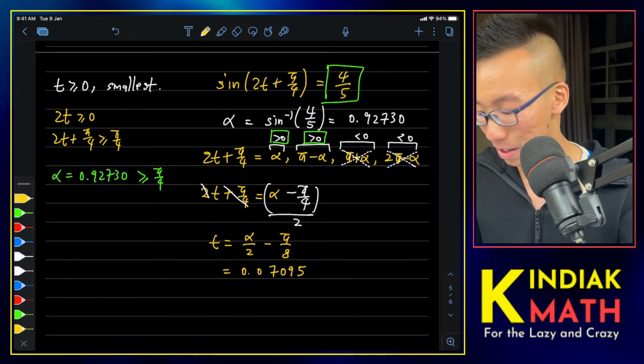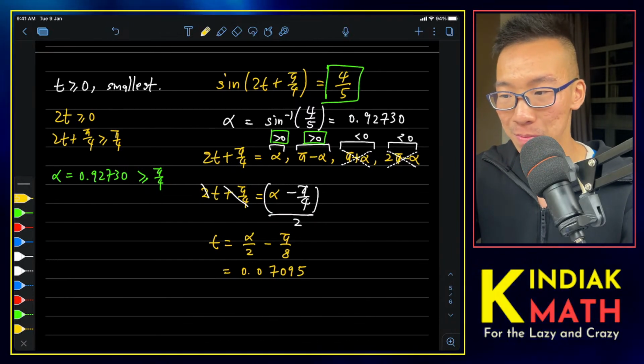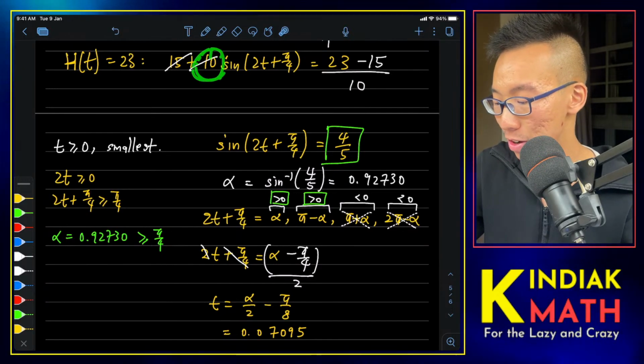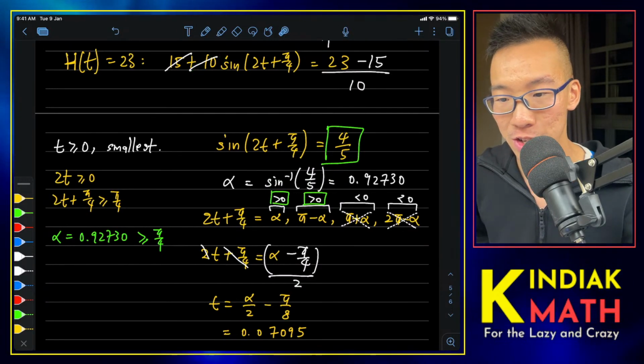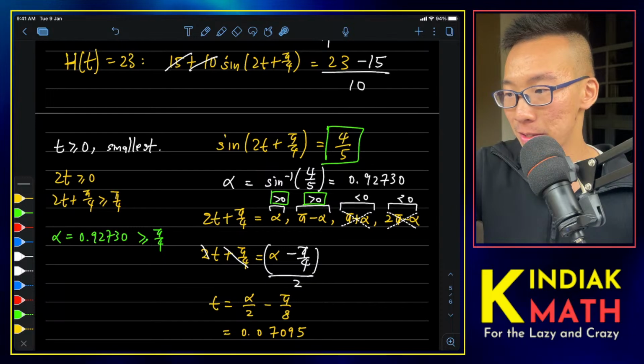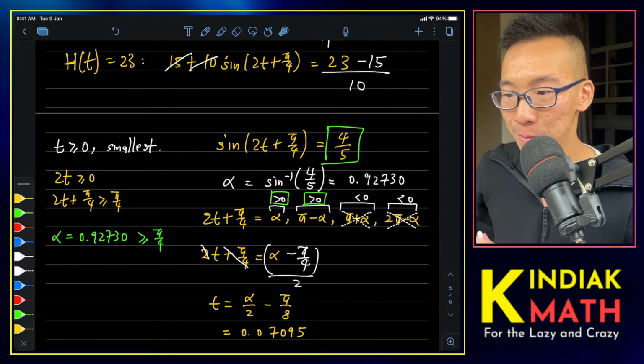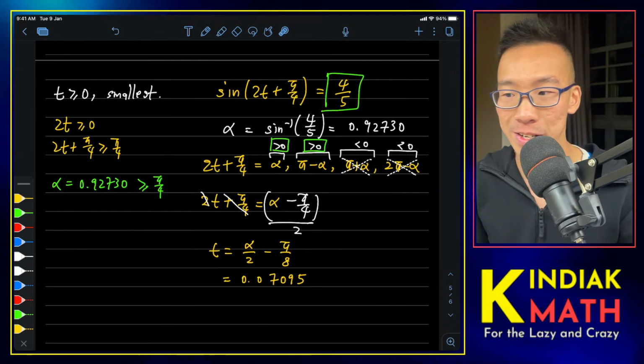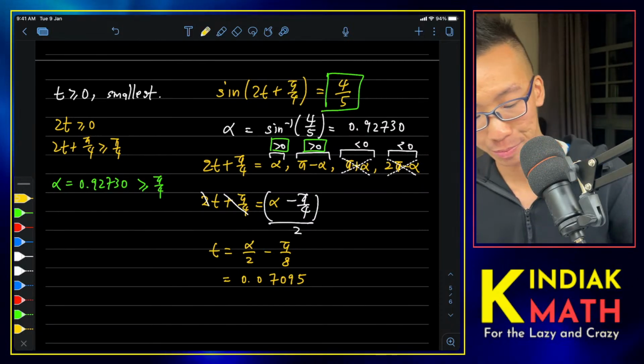I guess the 10 really does play a role, right? Because this 10 here causes the graph to change at a relatively fast pace. So that is in fact how we deal with the trigonometric equation.